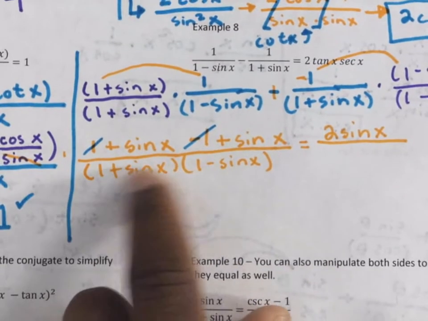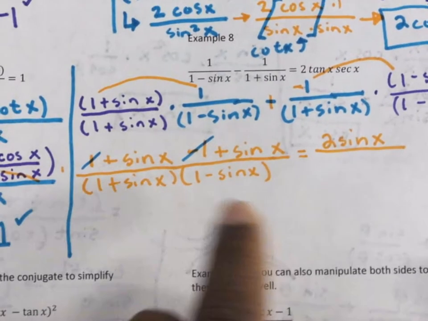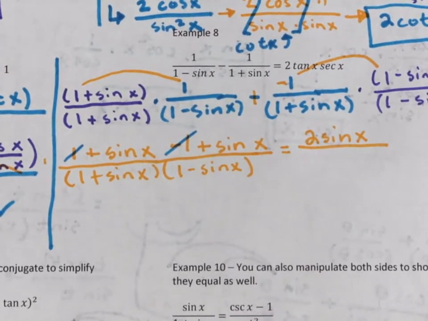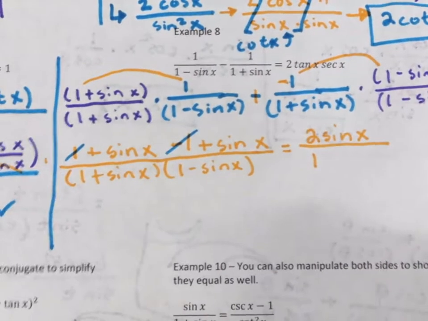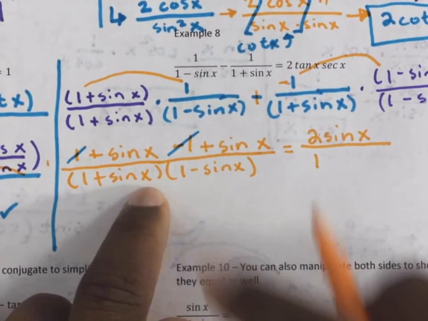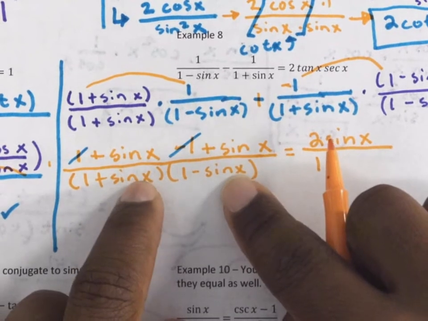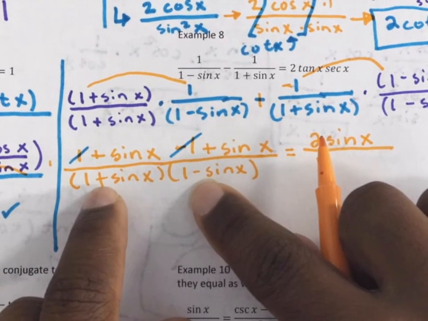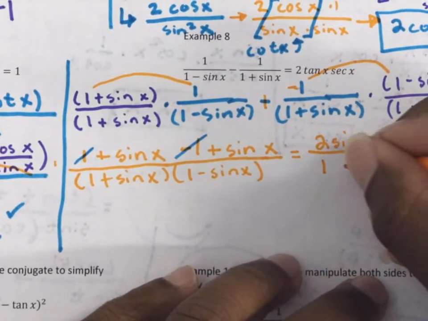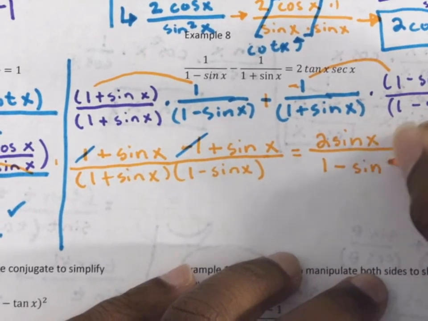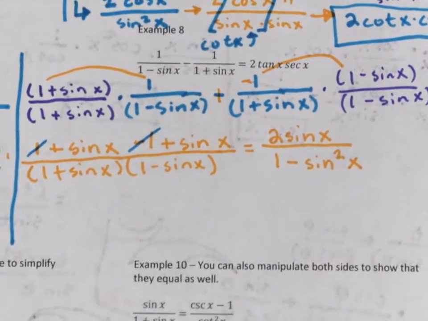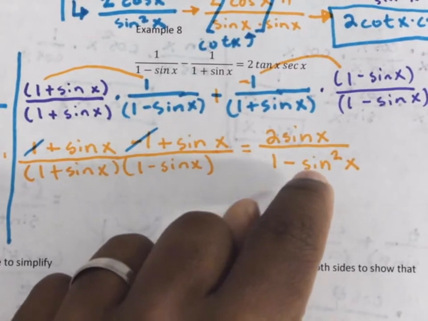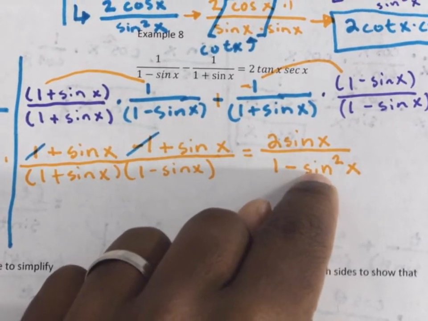And then since the signs are different, the middle terms will cancel. What does first times first give me? 1. What about last times last? Sine squared. What should the sign be? Negative. I think this is an identity. What would this equal?